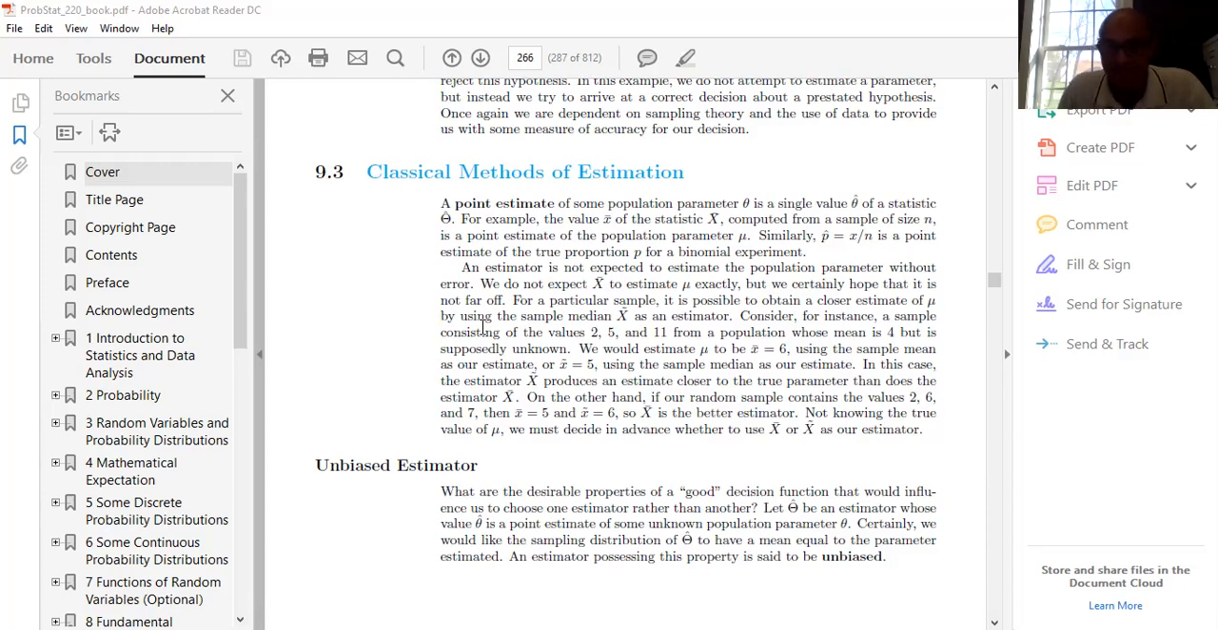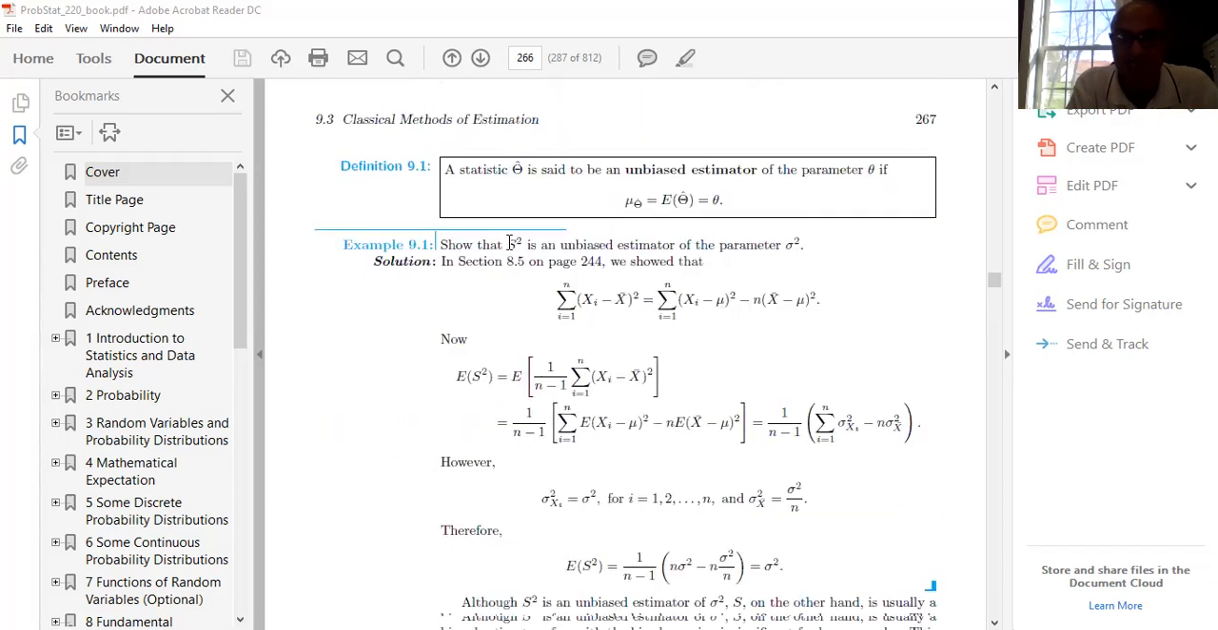What are the desired properties of a good decision function that would influence us to choose one estimator rather than another? Let theta cap, script theta cap, your statistic, be an estimator, whose theta cap is a point estimator of some unknown population parameter theta, just like the first line over here. Certainly, we would like the sampling distribution of the script theta cap statistic to have mean equal to the parameter estimated. An estimator possessing this property is said to be the unbiased estimator. So I would say that the definition of an unbiased estimator is this one.